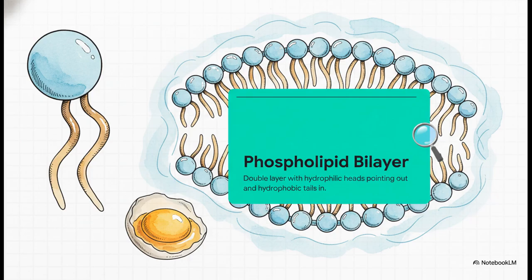The heads point outward toward the water, and the tails hide safely on the inside. This creates a really strong, flexible membrane around absolutely every single cell in your body. It's actually very much like the flexible, delicate membrane that holds an egg yolk together.